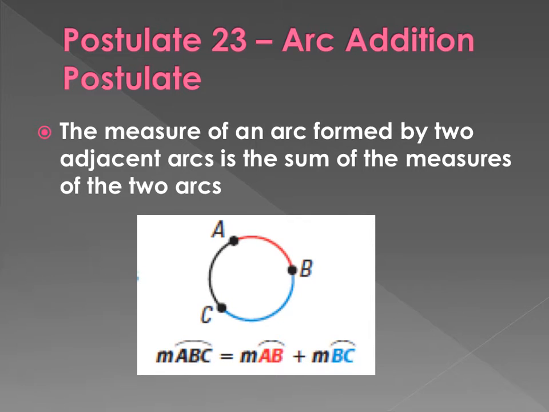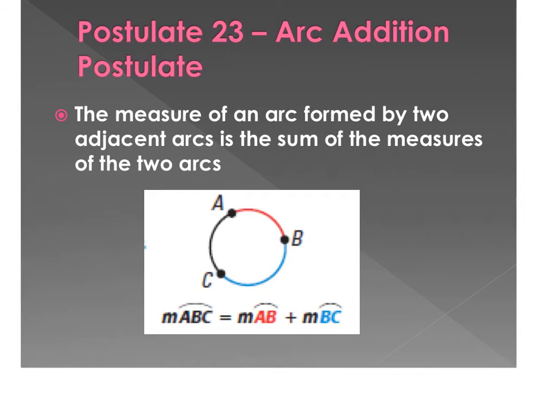Next, we're going to see the arc addition postulate. The measure of an arc formed by two adjacent arcs is the sum of the measures of the two arcs. So the two that are next to each other, when you add them together, can make a larger arc. This is just like our segment addition postulate and our angle addition postulate. If I were to add AB plus BC, that would give me the total measure for ABC. So add the two little pieces to make one larger piece. Again, it's the arc addition postulate.